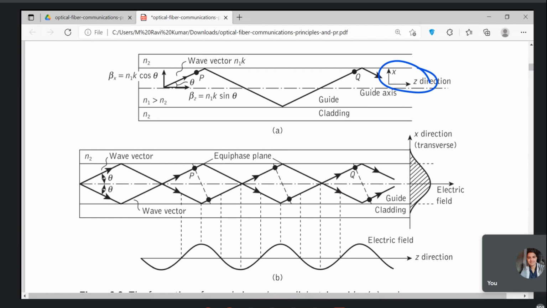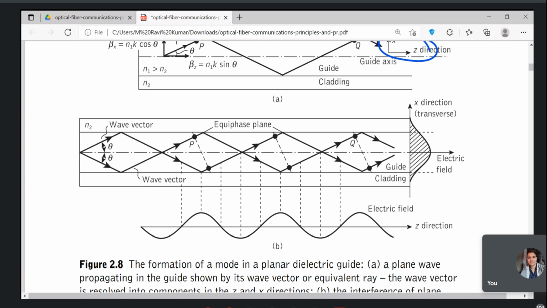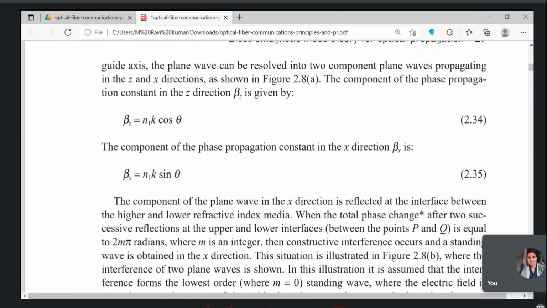And this figure shows how you have two rays which add together as an electric field. So this shows the propagation of the electric field along the z direction. So these are the components of the propagation constant.